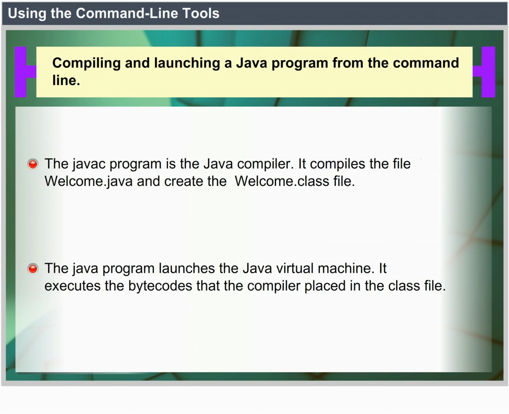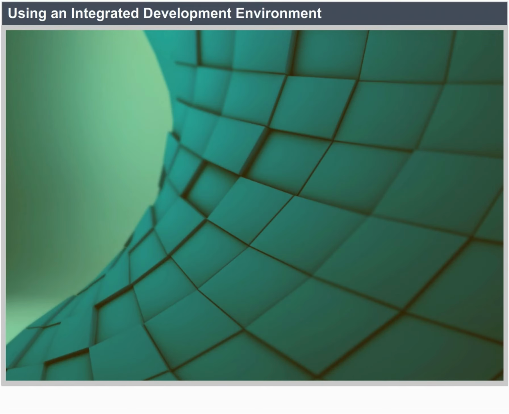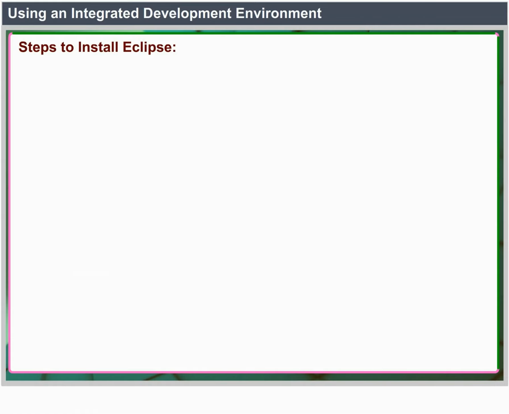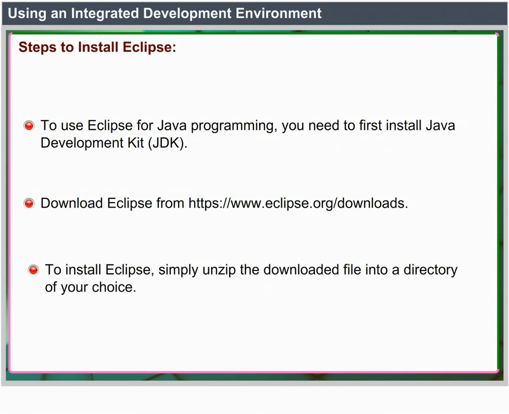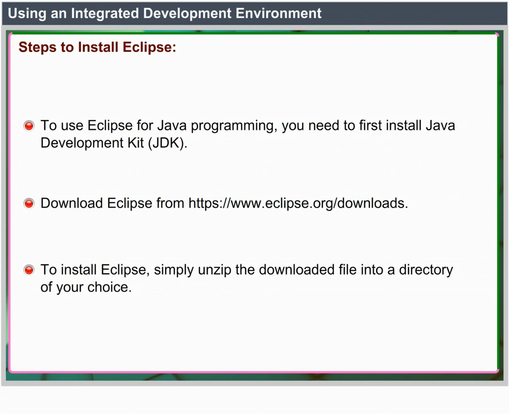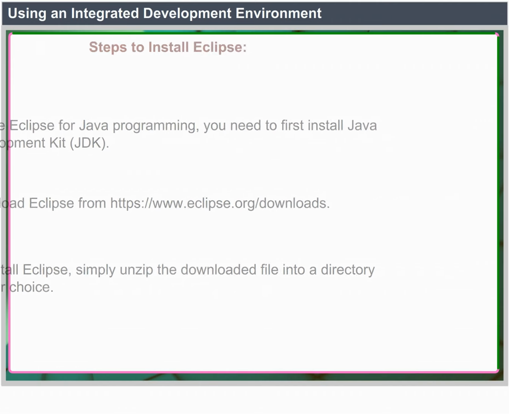It executes the bytecodes that the compiler placed in the class file using an integrated development environment. Steps to install Eclipse. To use Eclipse for Java programming, you need to first install Java Development Kit. Download Eclipse from https://www.eclipse.org/downloads. To install Eclipse, simply unzip the downloaded file into a directory of your choice.